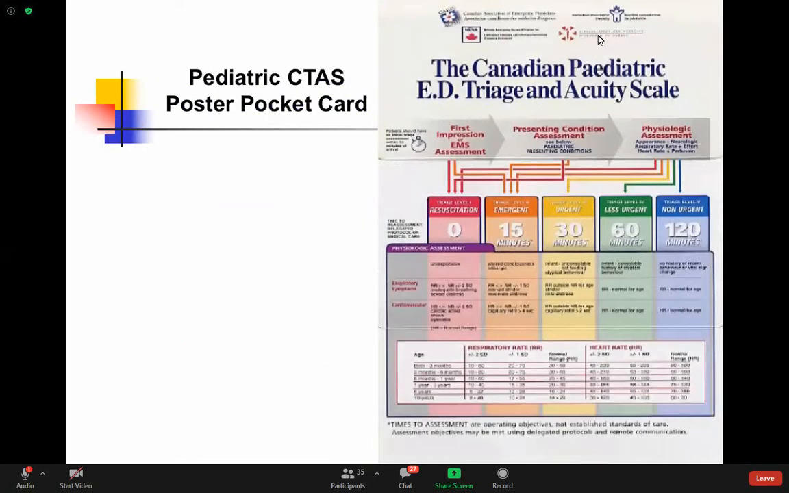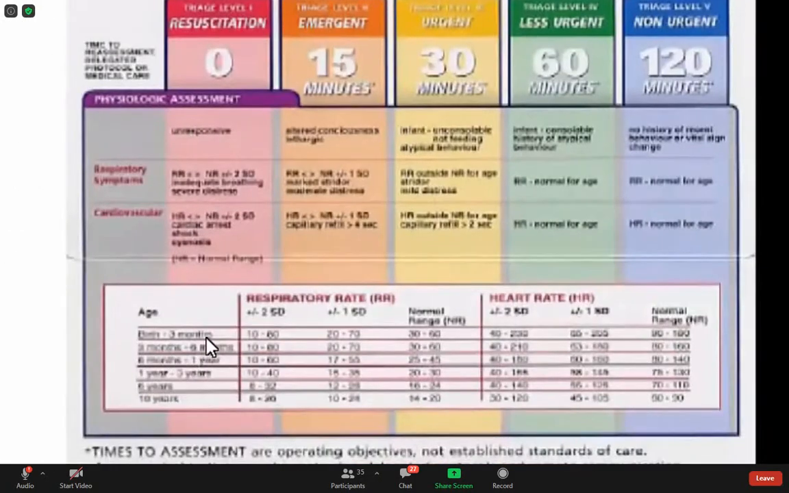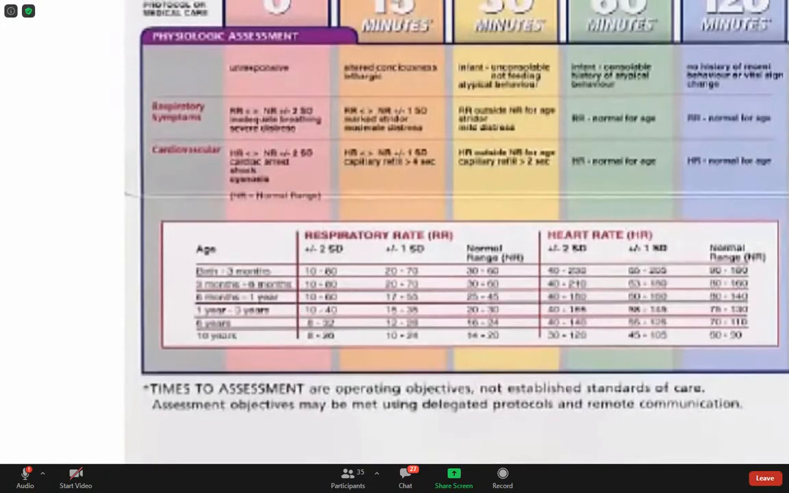patients. Again, we're using the Canadian Pediatric Triage Acuity scale. It's the same concept. Keep in mind that the vital signs for pediatrics depend on the age. So the respiratory rate, heart rate, and blood pressure, you have to match to the appropriate age, okay?